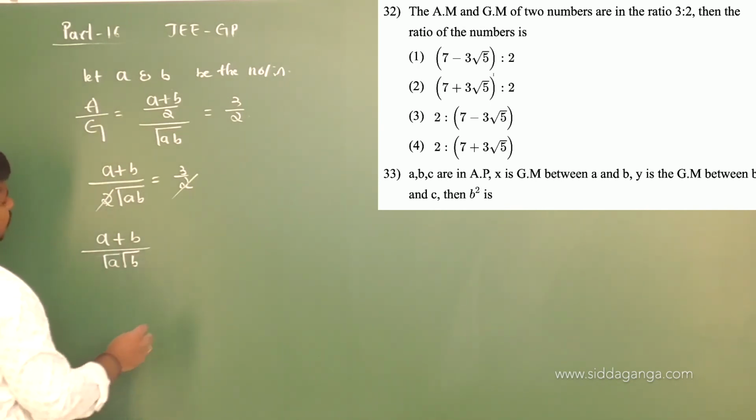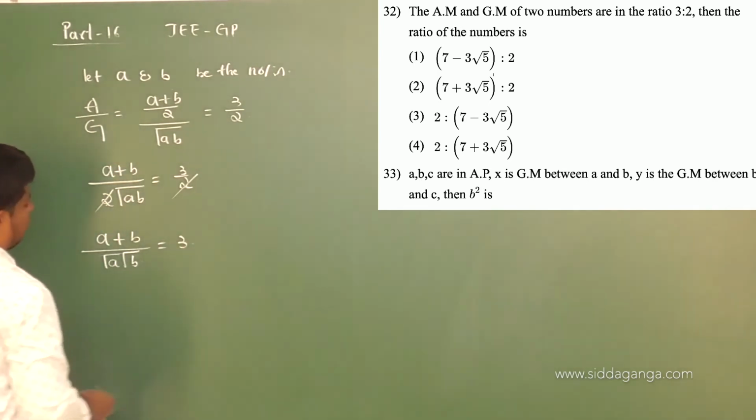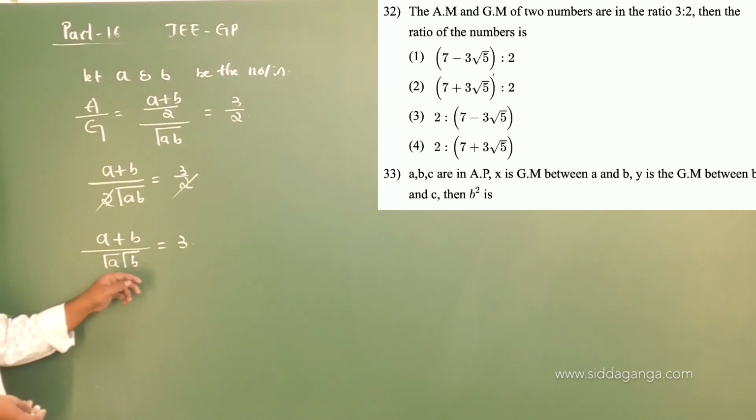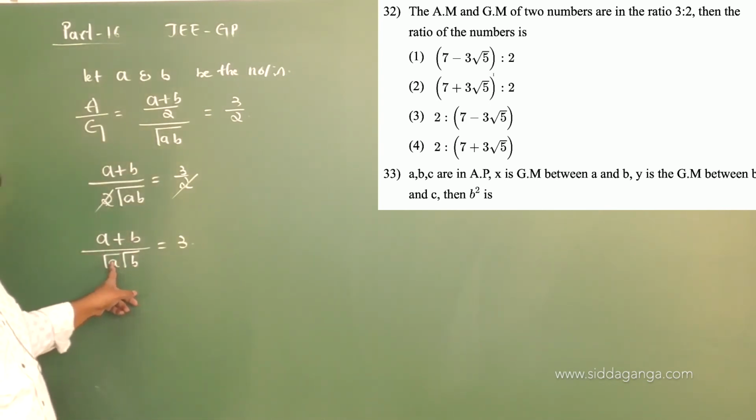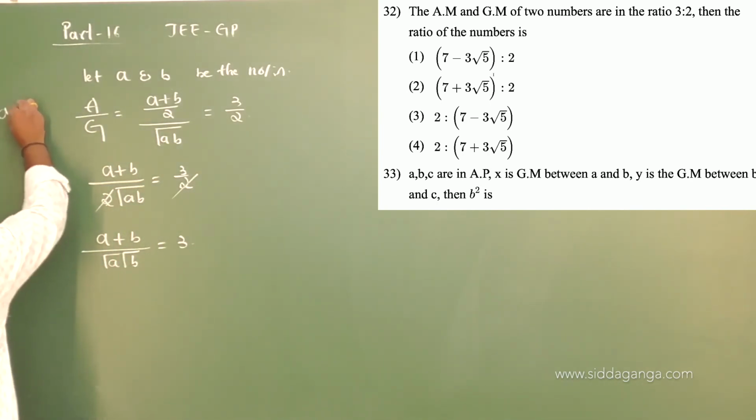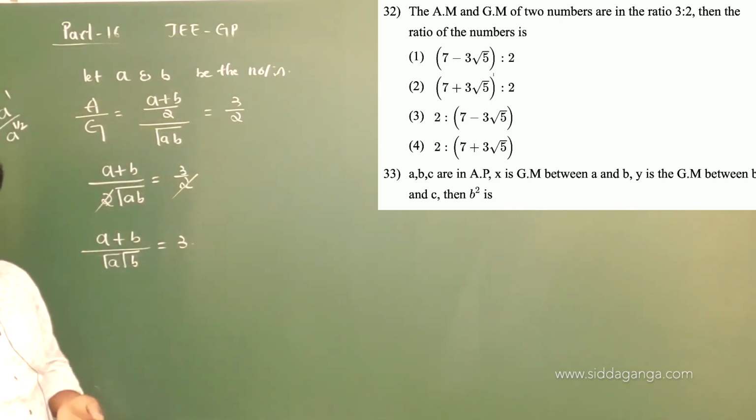Root AB can be written as root A into root B, that is equal to 3. Let me divide A by root A into root B, B by root A into root B. So what is A by root A actually? A by root A is root A, no? Right? A power of 1 by A power of 1 by 2 gives A power of 1 by 2.